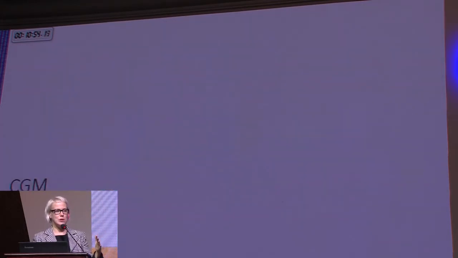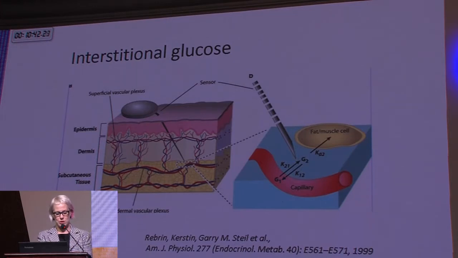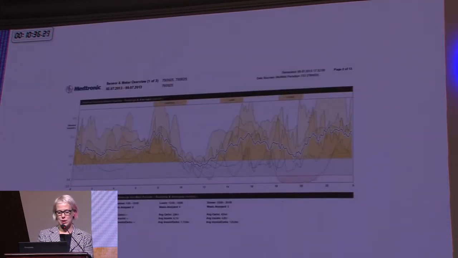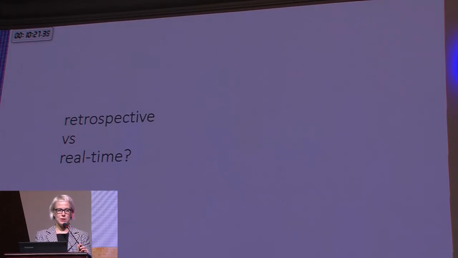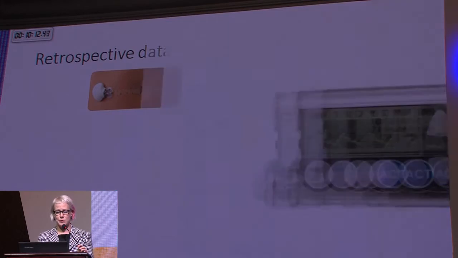What about continuous glucose monitoring? Very frequent questions are what kind of system we should use and what are the indications. As everybody knows, we use interstitial fluid for measuring blood glucose in these situations. And the reports usually look like that, but the question here is what type of system we can use. It can be retrospective or professional monitoring, or real-time monitoring. Officially we can have Medtronic retrospective monitoring like the iPro system, or in the coming days we will have Libre Pro, which will also be retrospective. And we have real-time monitoring.